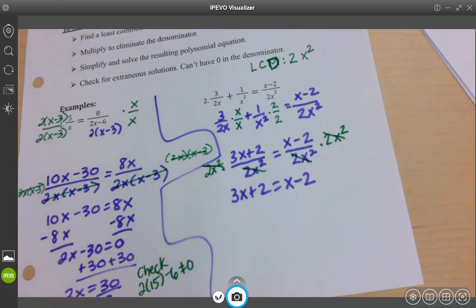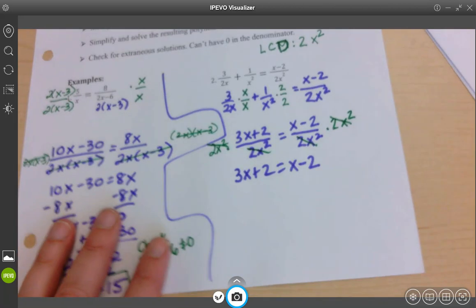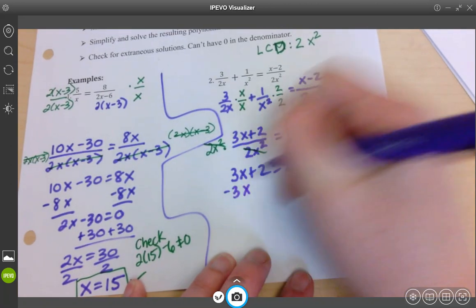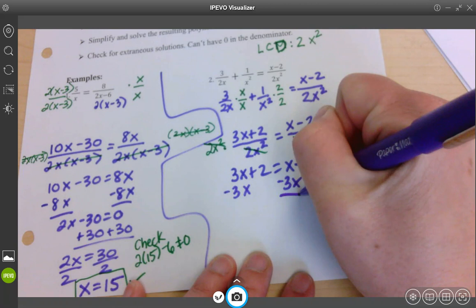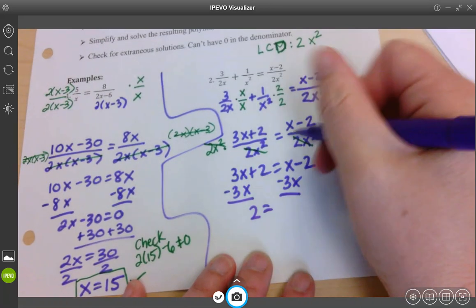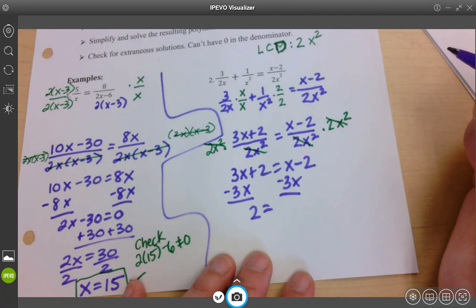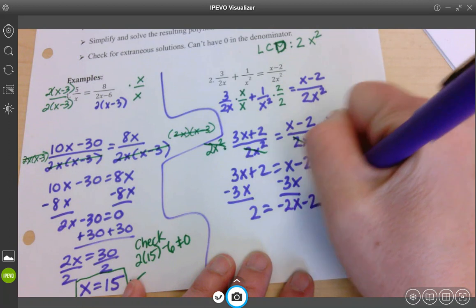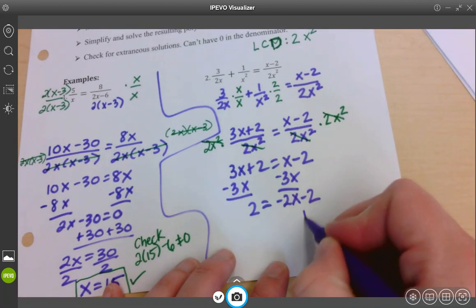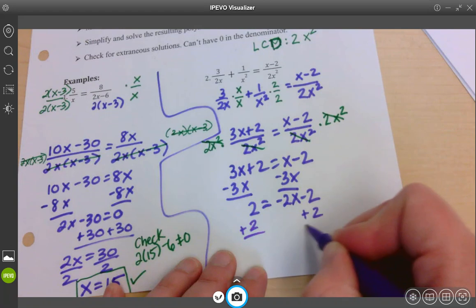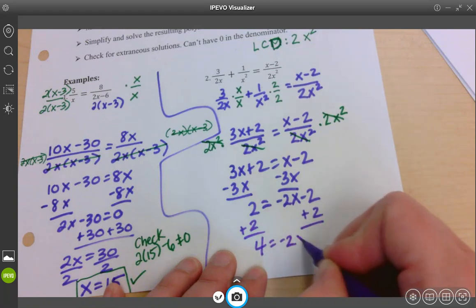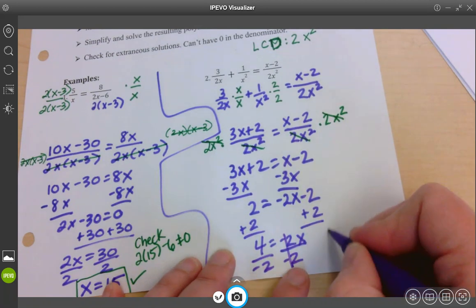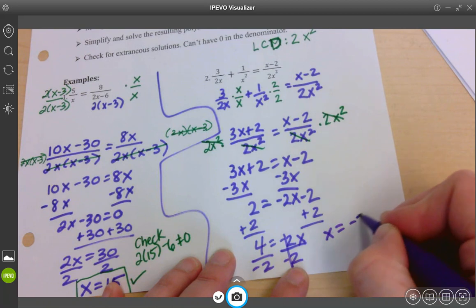We got to get our x's to one side. Do you guys want me to subtract x or subtract 3x? Okay. That was not what I expected you to say, but here we go. All right, what's 1x minus 3x? It's negative 2x, right? And then add the 2 to both sides. So I get 4 equals negative 2x. And then divide. So I'm getting x equals negative 2.